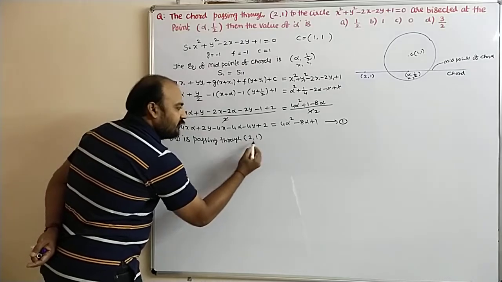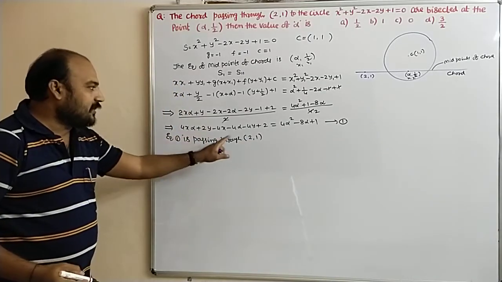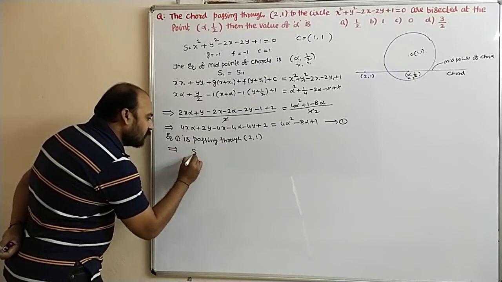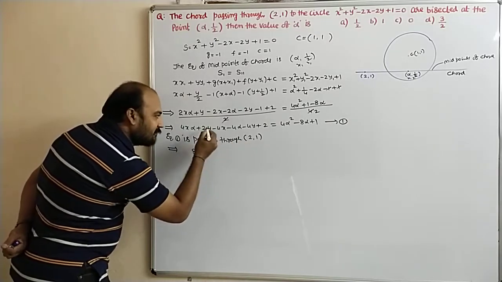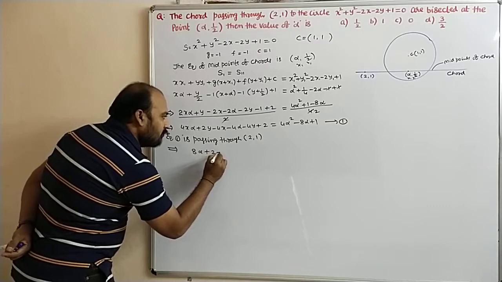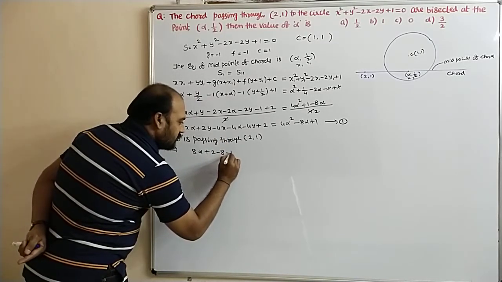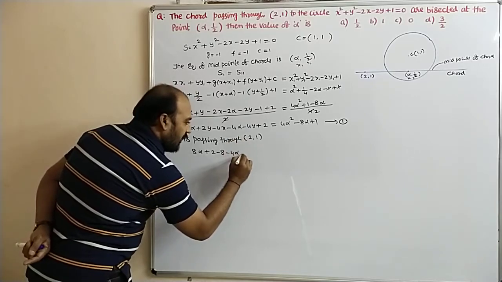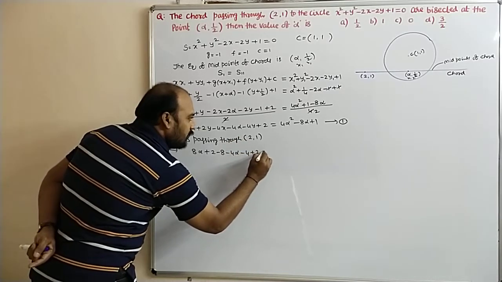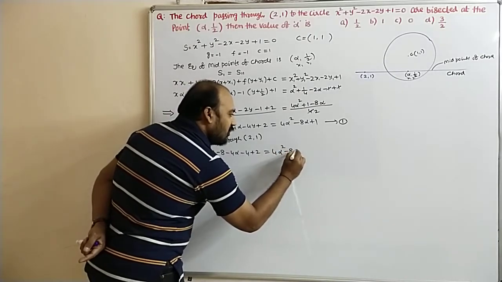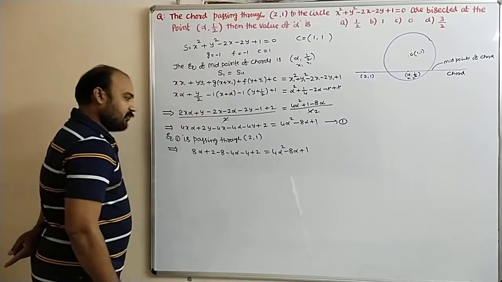Two comma 1. Wherever x comma y is there, replacing with 2 comma 1. So here 8 alpha, in place of y 1, 2 minus 8. So minus 4 alpha minus 4 plus 2 equal to 4 alpha square minus 8 alpha plus 1.